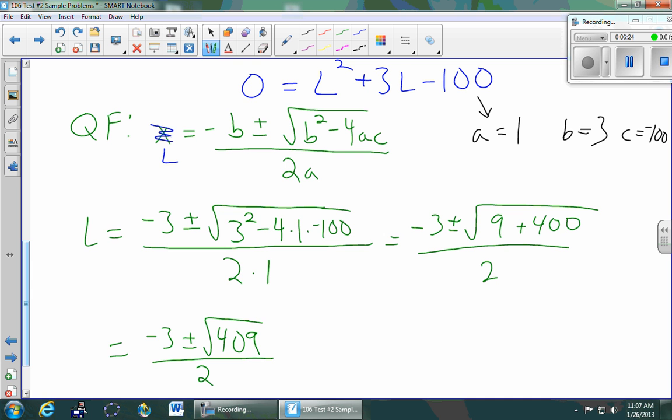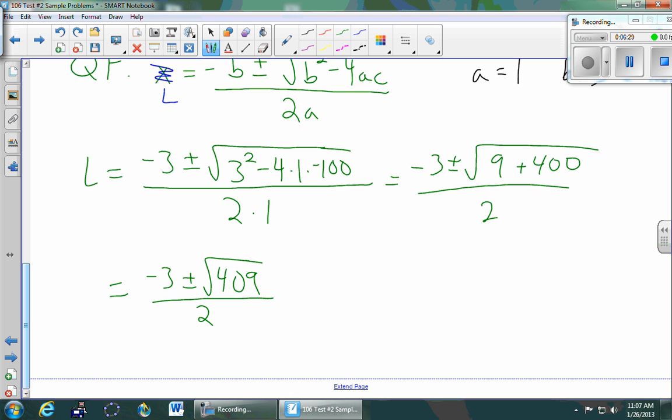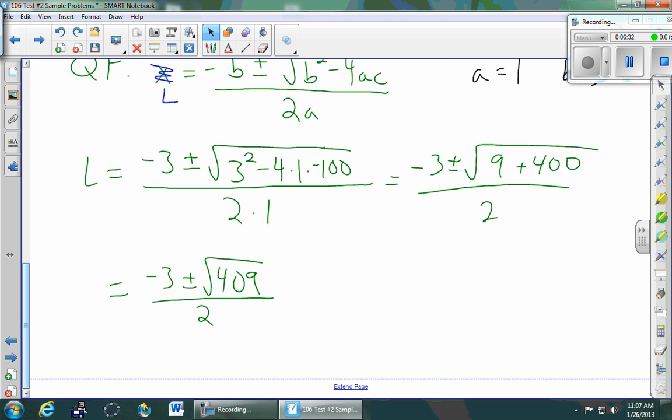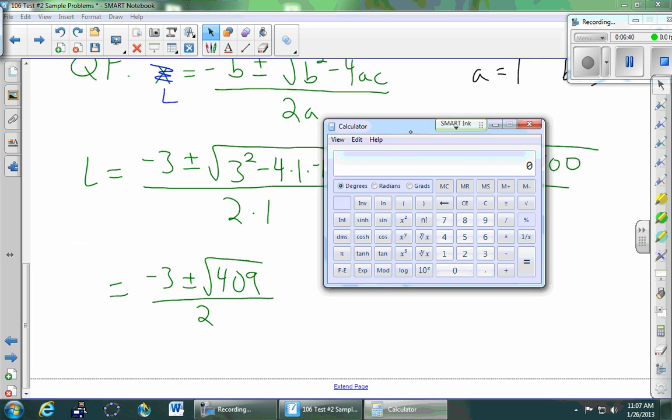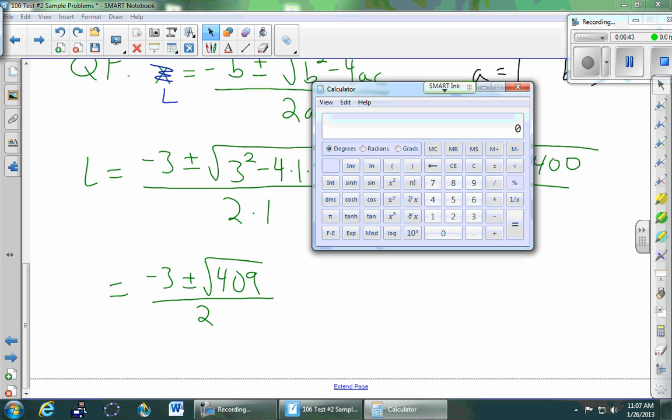Okay, so I've got negative 3 plus or minus the square root of 409, all divided by 2. And then the question here said we're going to round this thing, so that means we're looking for a decimal of some kind. If we did negative 3 minus the square root of 409, we would get a negative number, and the length is definitely a positive number. It's a distance. So we're going to ignore the negative and acknowledge that of the plus or minus, it's really the plus that we're interested in here. So we're going to type in negative 3 plus the square root of 409, all divided by 2. You've got to be really careful as you type this in.